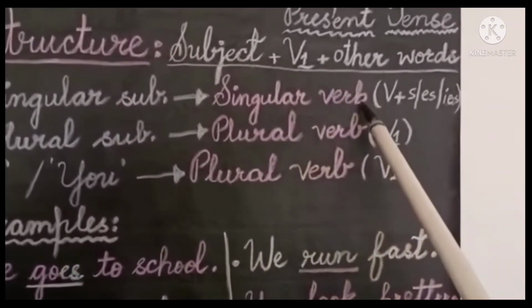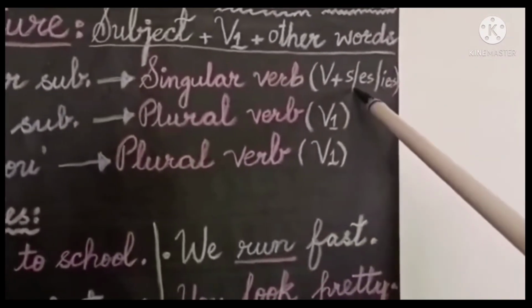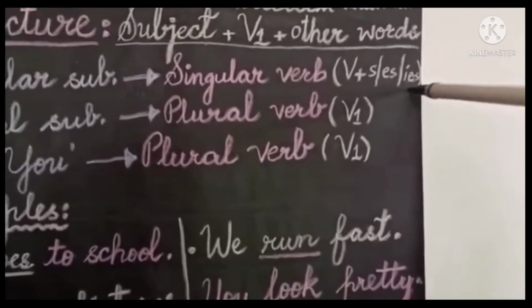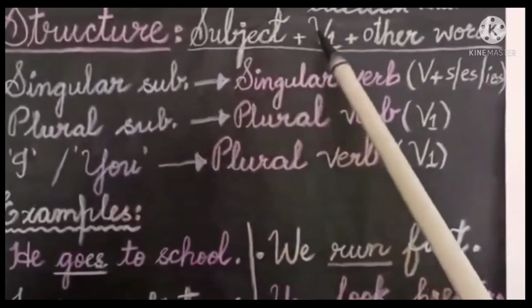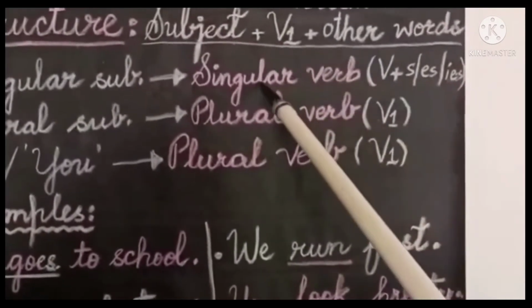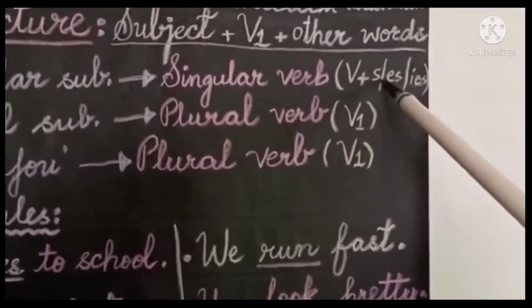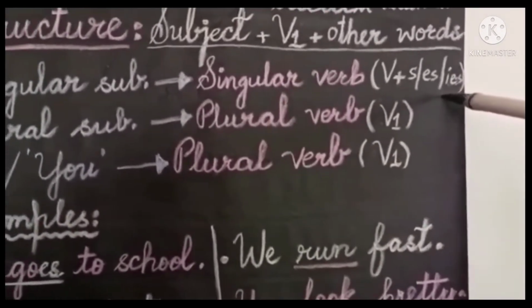And here, singular verb means the first form of the verb, but with addition of s, es or ies at the end. Singular subject takes singular verb, and I told you that singular verb is actually the first form of the verb, but with an addition of s, es or ies at the end.